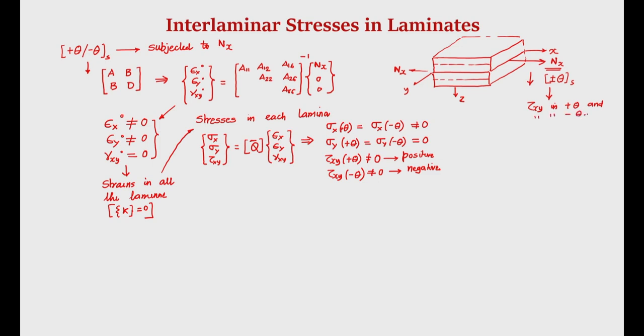Now, because there is tau xy, at the free edges tau xy has to drop down to 0, therefore, there will be tau xz. So, therefore, tau xz will be induced.